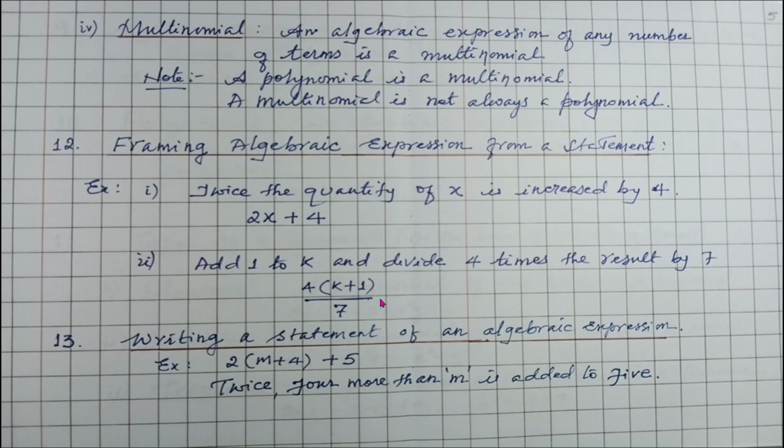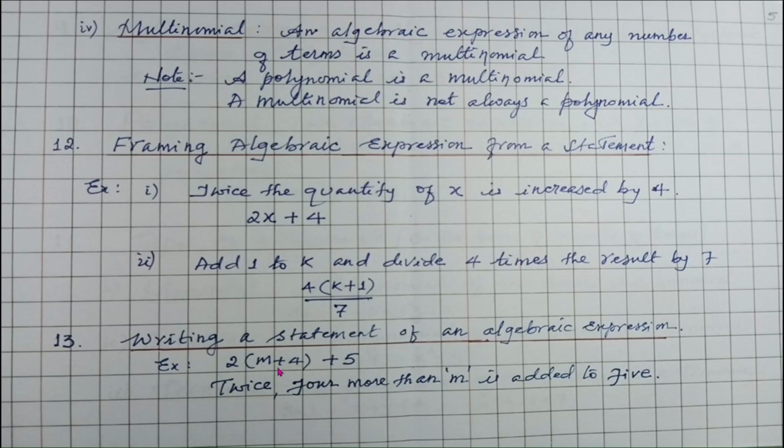Add 1 to k. Add 1 to k, that means k plus 1, and divide 4 times the result. We have k plus 1 here, 4 times k plus 1, divided by 7. So the statement is to be understood, and this is the algebraic expression of this statement. So we have to learn how to frame algebraic expressions from given statements. These are very useful in calculations.